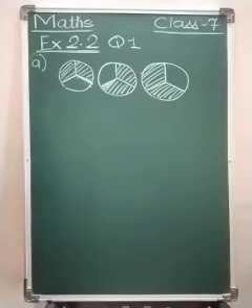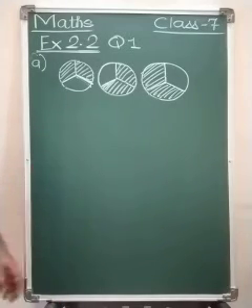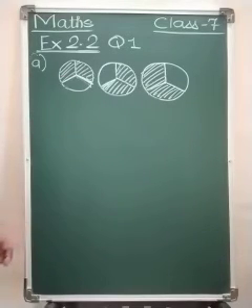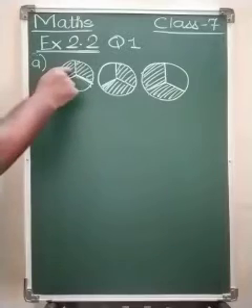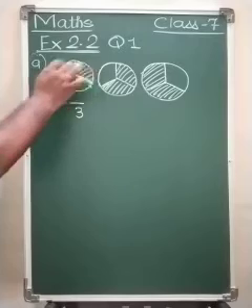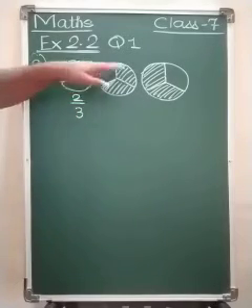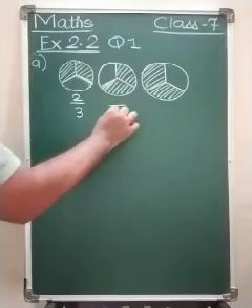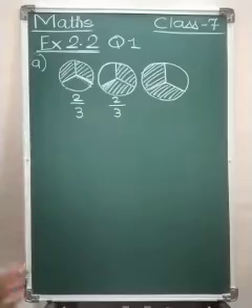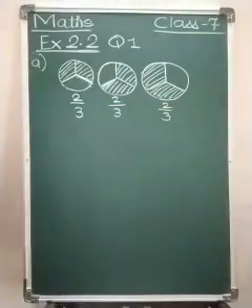Please open your textbook and pay attention, because this question is to be solved in your textbook only. Here in a circle there are three parts, so the denominator would be 3, and out of 3, 2 are shaded, so 2 upon 3. Here also three parts are there, so the denominator is 3, and 2 parts are shaded, so 2 upon 3. Here also the same, so the fraction is 2 upon 3.